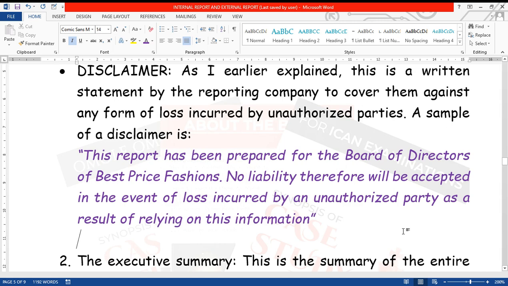Let's have an example. You're working for a firm of chartered accountants, right? And you are preparing a report for ABC Limited. Let's say Mr. Ali Mohammed comes into the company of ABC Limited, and maybe one of the members of the board of directors is Mr. Ali Mohammed's cousin. So Mr. Ali Mohammed comes, saying, oh, dear cousin, I want to visit you.